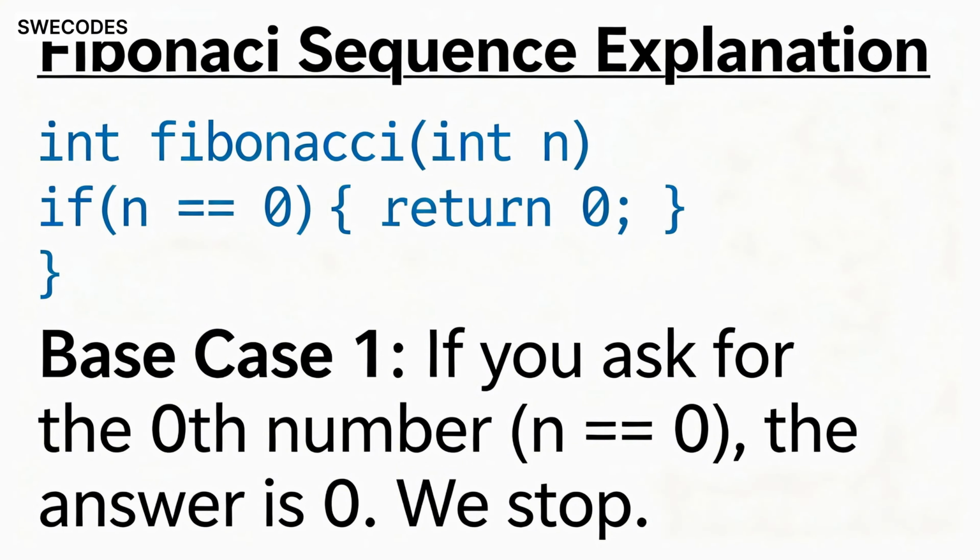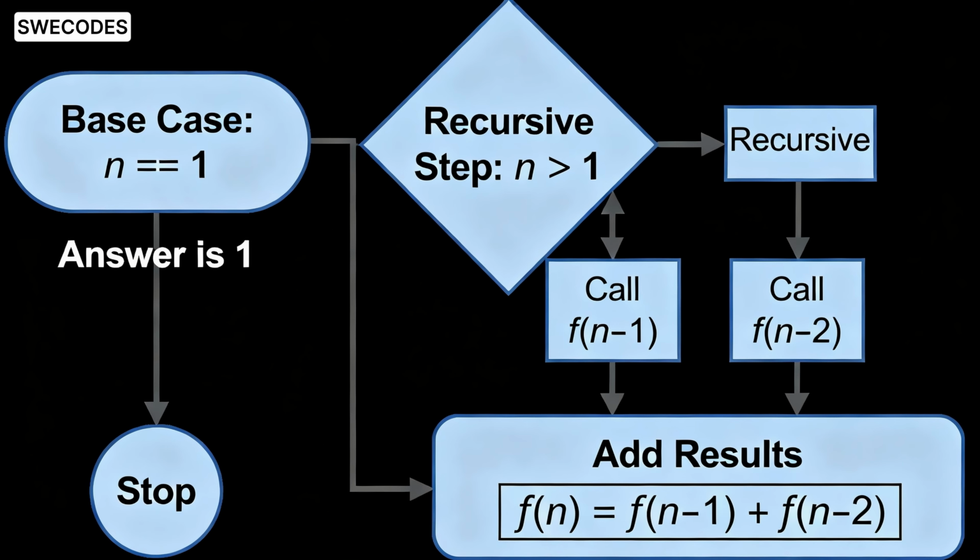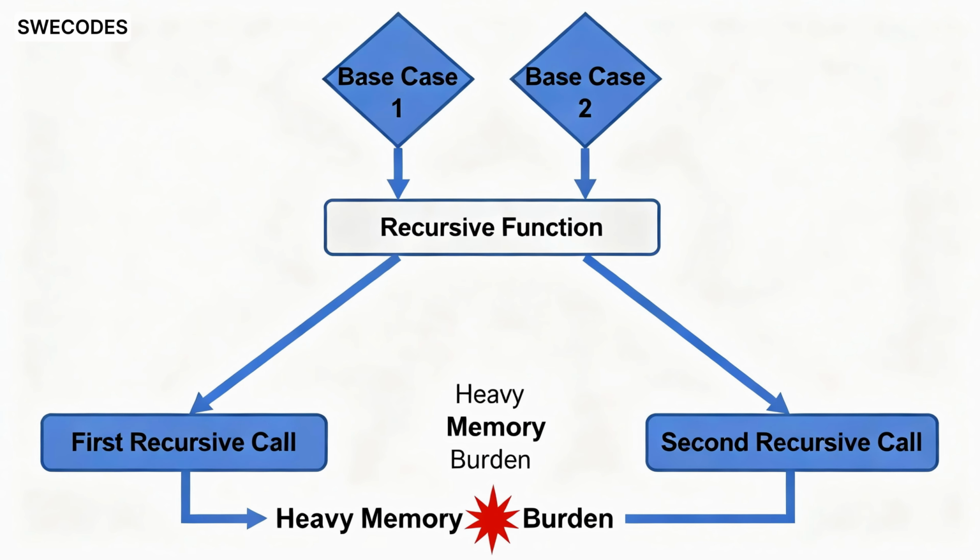Let's translate this code into plain English. Base case 1: if you ask for the 0th number, n equals 0, the answer is 0. We stop. Base case 2: if you ask for the first number, n equals 1, the answer is 1. We stop. Recursive step: for any other number, the function must call itself to find the previous number, n minus 1, and call itself again to find the number before that, n minus 2, then add them. Notice that we have two base cases to stop the recursion, and the function calls itself twice. This is where the heavy burden on memory begins. Step 4: Visualizing the stack overflow.